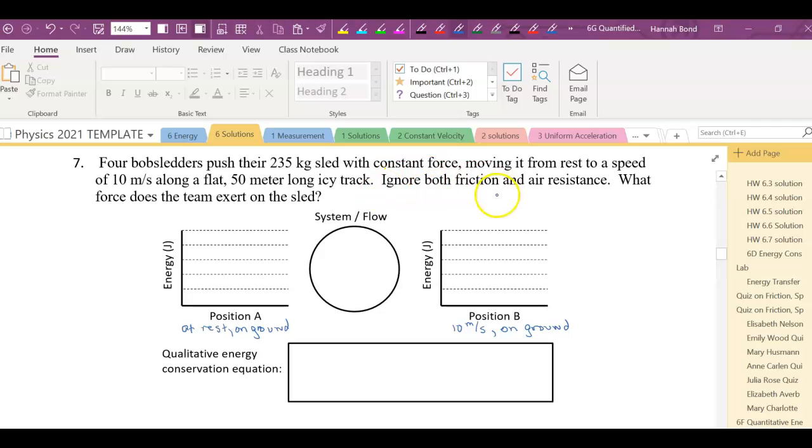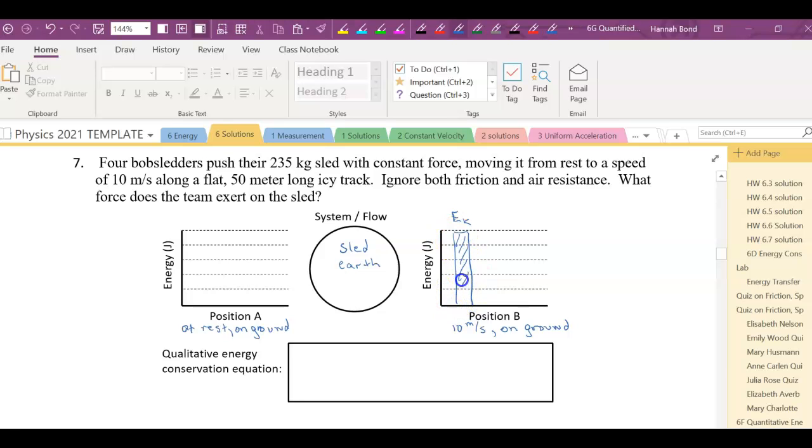It says to ignore both friction and air resistance, and we want to know what force the team exerts on the sled, okay? So initially, I'm just going to take my system to be the sled and the earth. I'm leaving the bobsledders out of it because I want to consider the work that they are doing on the sled. And so I need them to be part of an external system. Okay. So initially, when I consider this system, the sled and the earth, since it's at rest and on the ground, it has no real internal energy. But at position B, it's moving at 10 meters per second, so it has kinetic energy.